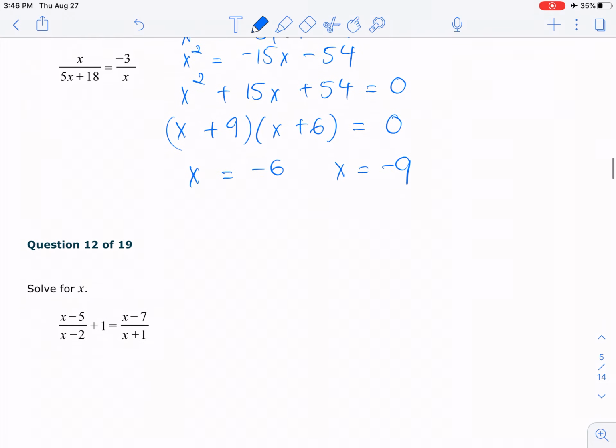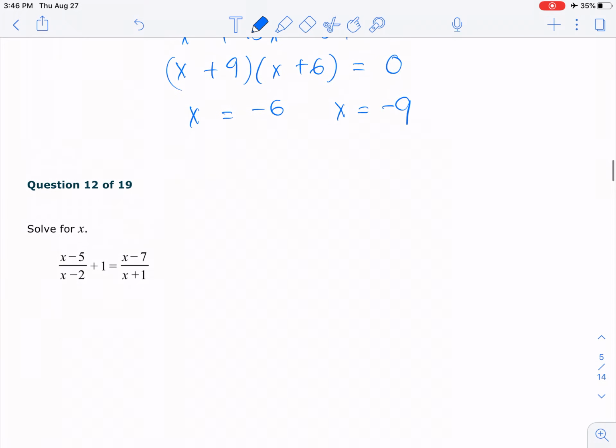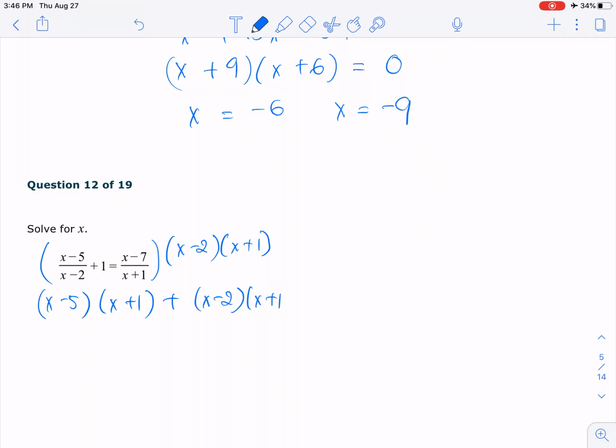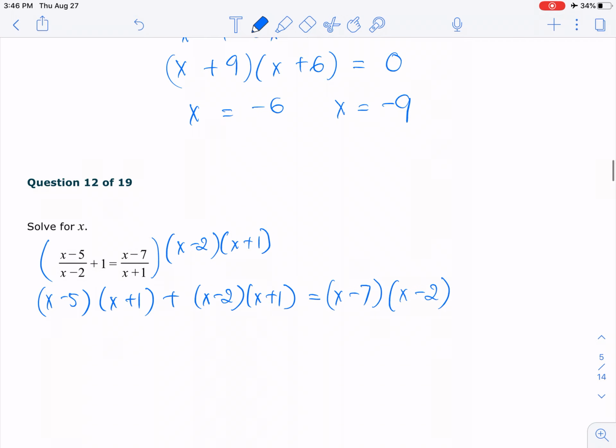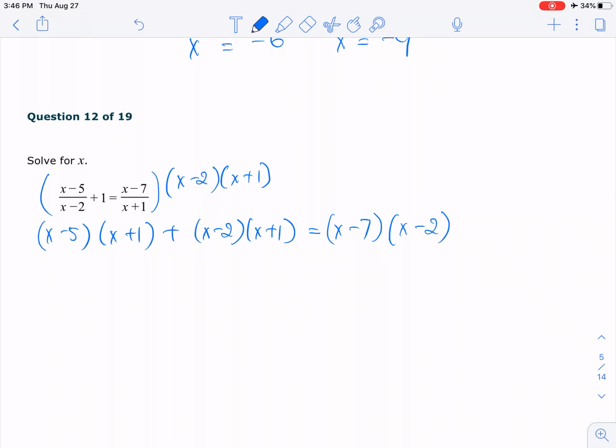All right, so the next one, the LCD, is x minus 2 and x plus 1. So I have x minus 5, x minus 2 cancel out, so I have x plus 1 for the first one. You multiply 1 by those two, so stay the same. And then the last one, I have x minus 7 multiplied by x minus 2. Now we have a lot of parentheses, so you're going to have to FOIL everything and move everything to one side so we can get a quadratic.